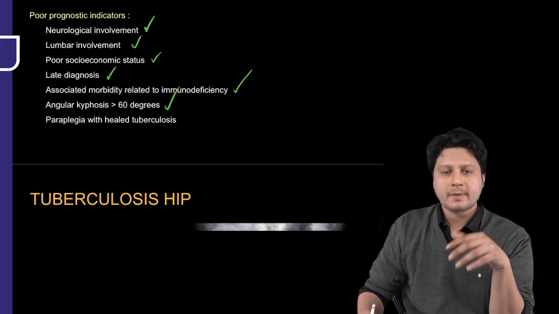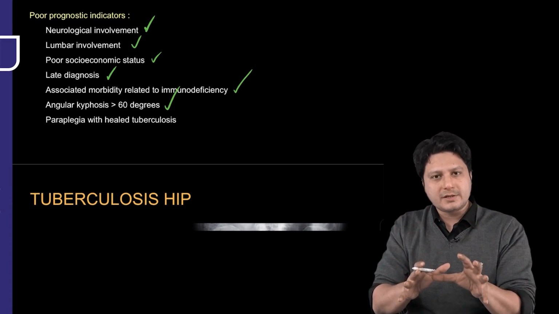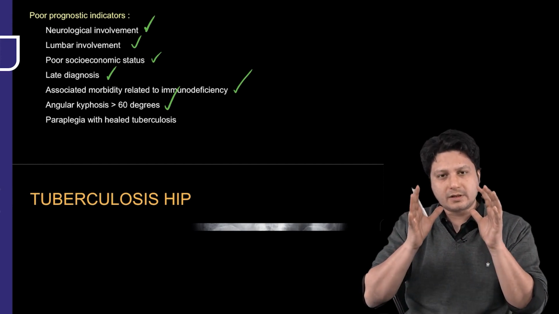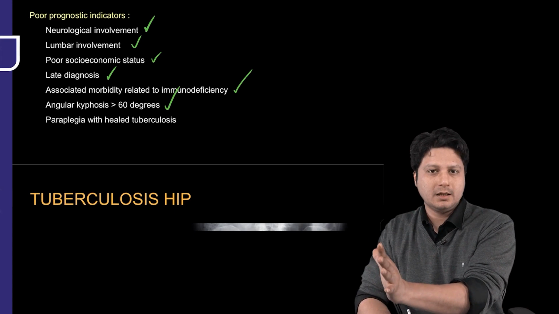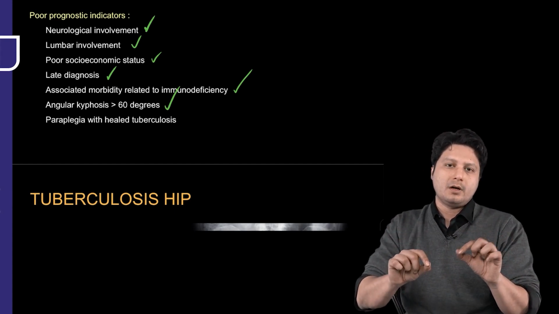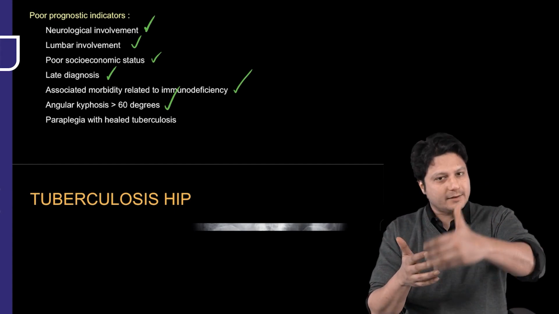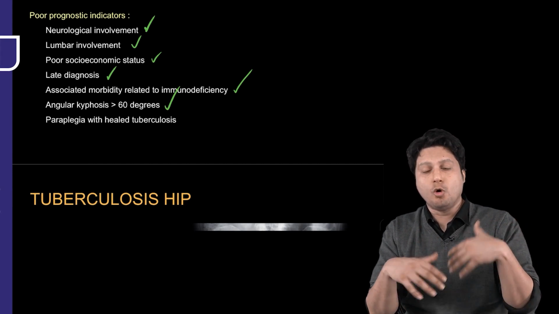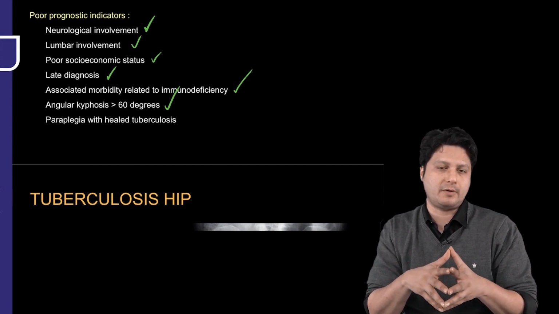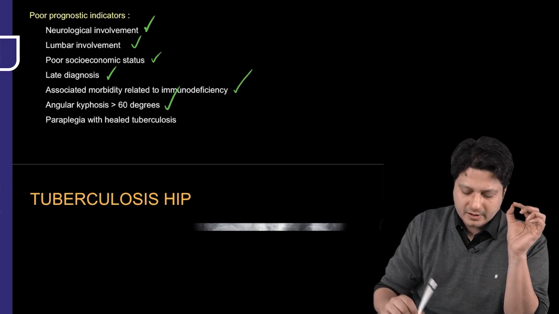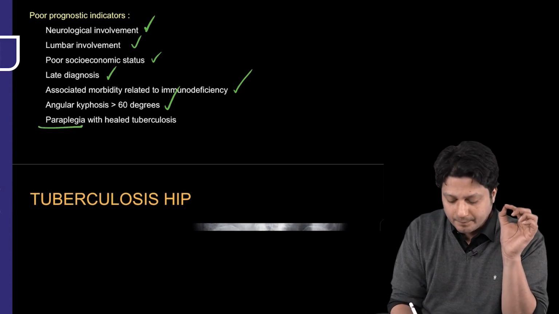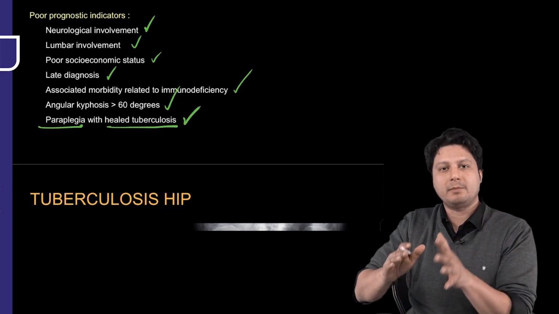And finally, if the patient is presenting with paraplegia or a neurological deficit where the primary tuberculosis is already healed, that means there is no option of correcting this neurological deficit. There is no hope of correcting this neurological deficit because the tuberculosis is already healed. So if the patient presents with a neurological deficit with healed tuberculosis, it will have a poorer prognosis.